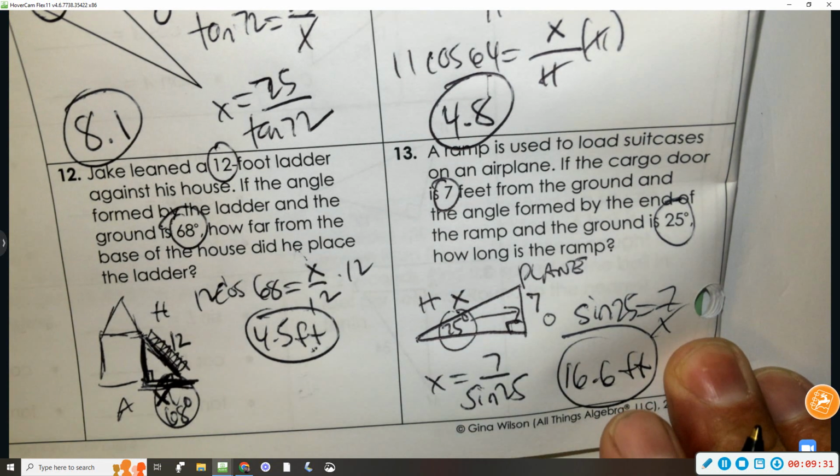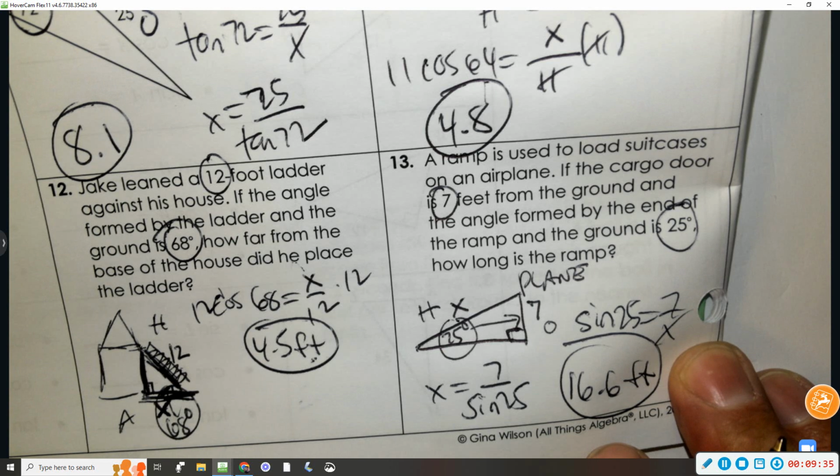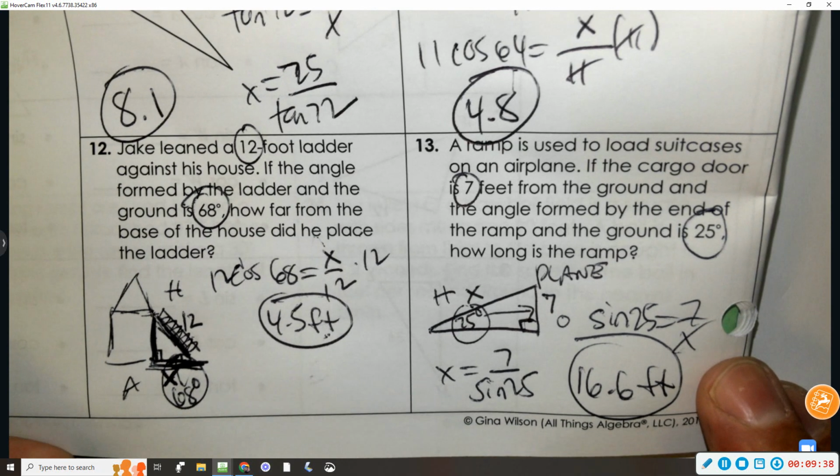So there's your lesson on finding lengths. Now you can do the practice sheet that was handed to you. And there's another video to help support you through that.